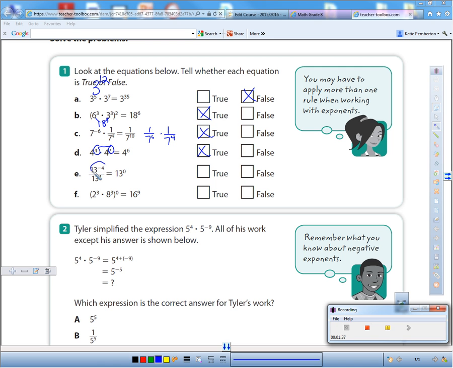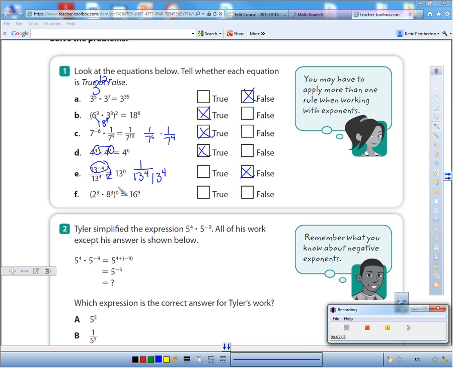Careful here. The common mistake is 0, okay? On this, remember, a negative exponent drops to the denominator. You already have 13 to the 4th, and then you're also bringing down another 13 to the 4th. So that should be 13 to the 8th, not 13 to the 0. That one's false.